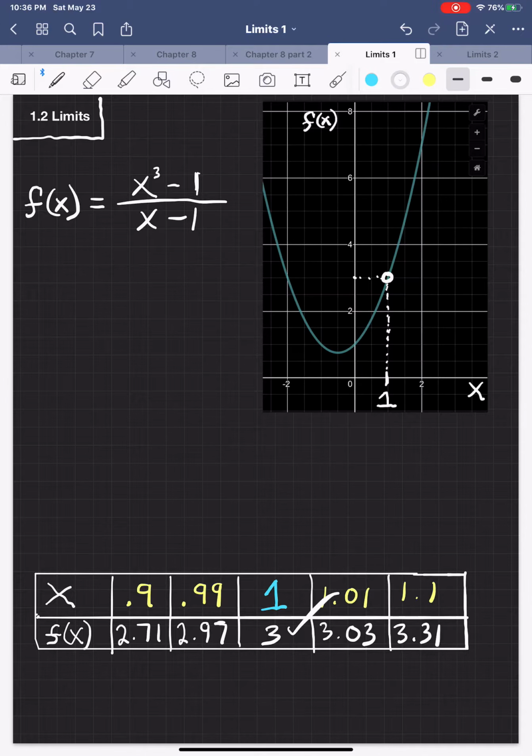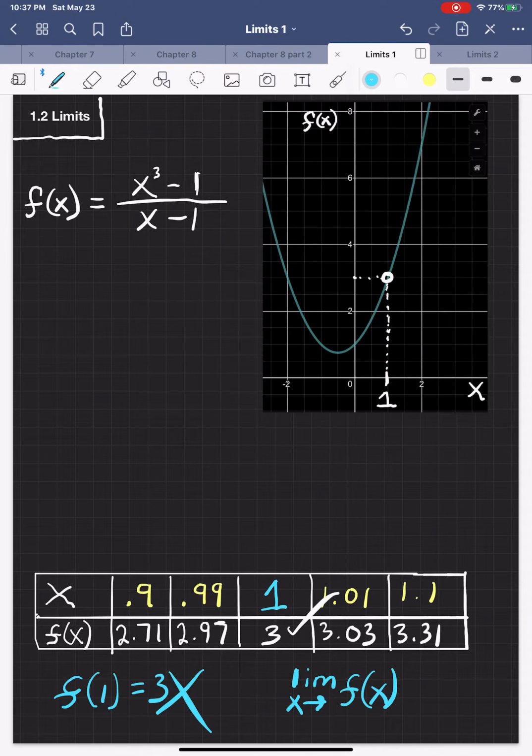In fact, we could make a statement. Now, can we make the statement that f of 1 is equal to 3? No. No, you absolutely cannot make that statement. So what type of statement can we make? Well, here is the type of statement that we're going to make. We're going to say the limit of f of x as x approaches 1 is 3.